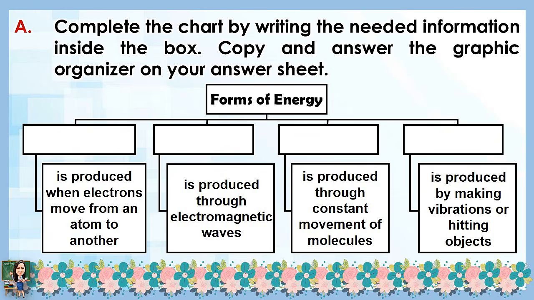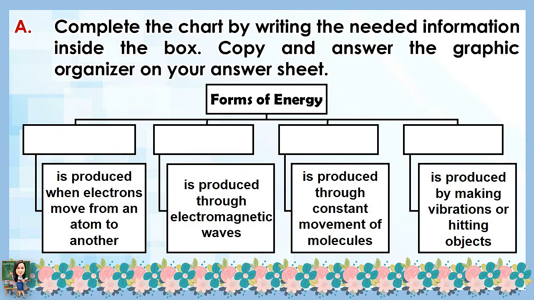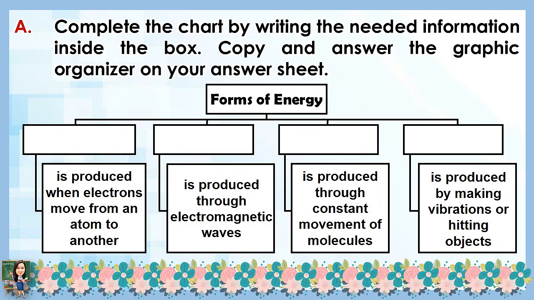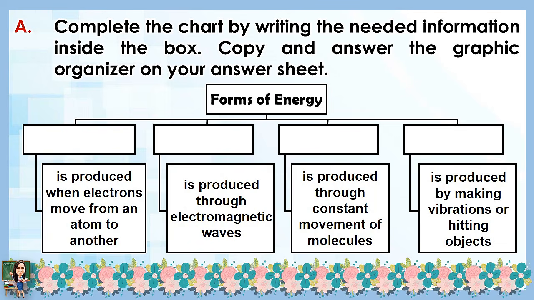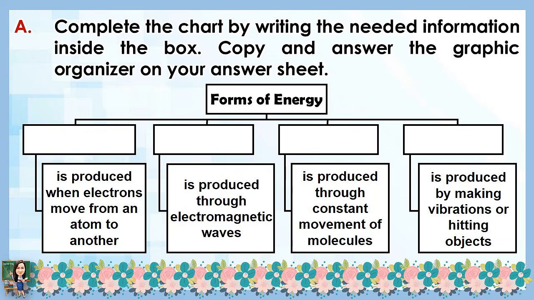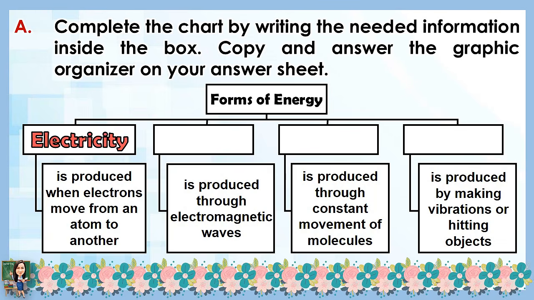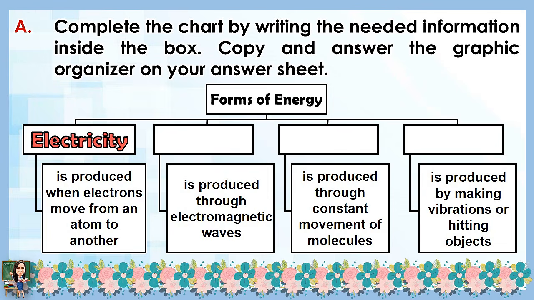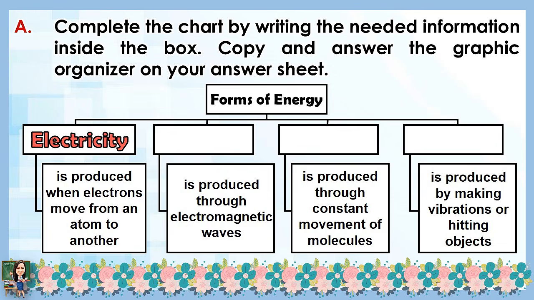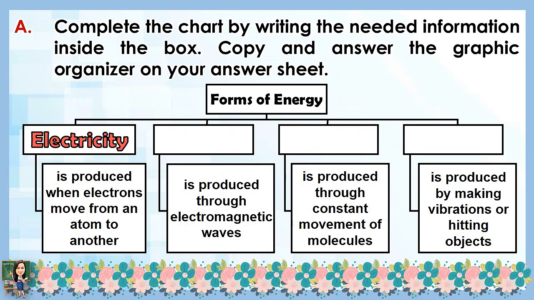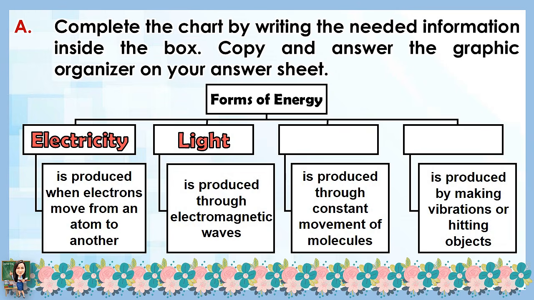Let's answer the first form of energy. It is produced when electrons move from an atom to another. What energy is this? Very good! This form of energy is electricity. Second, it is produced through electromagnetic waves. What energy is this? Very good! This form of energy is light.